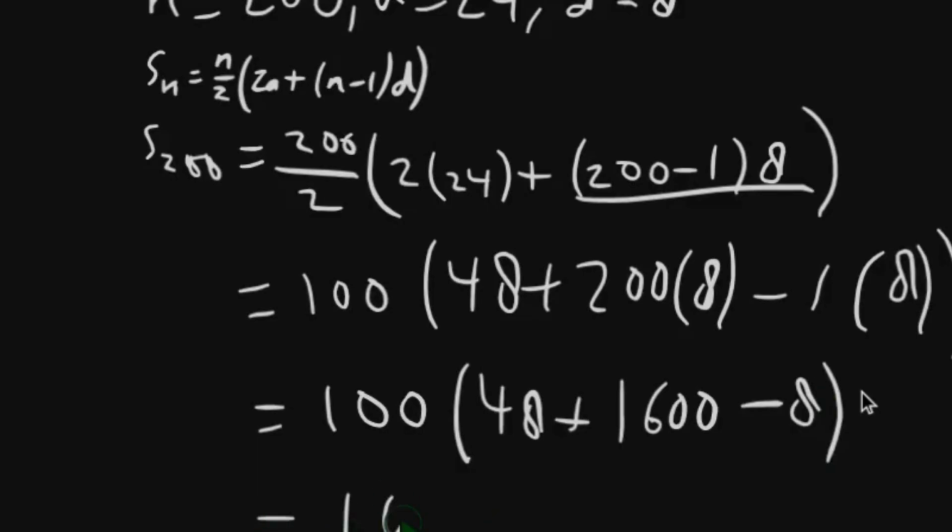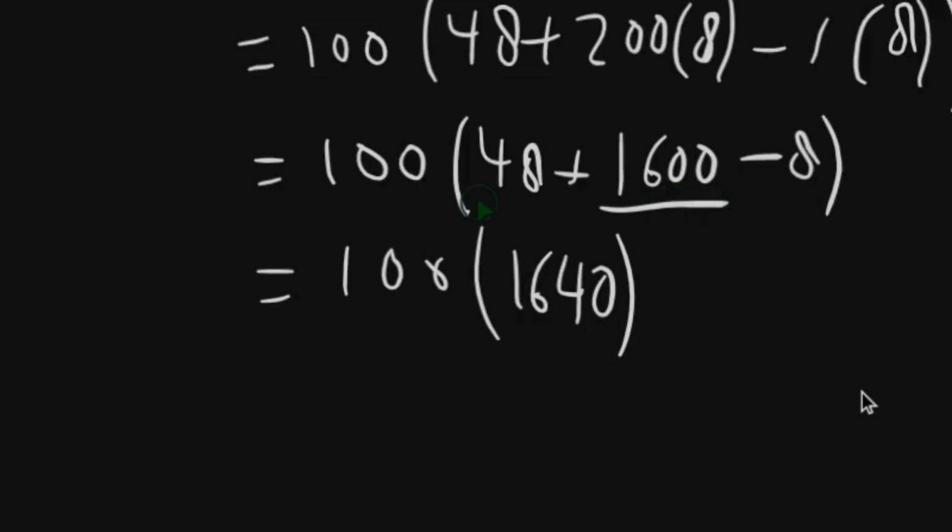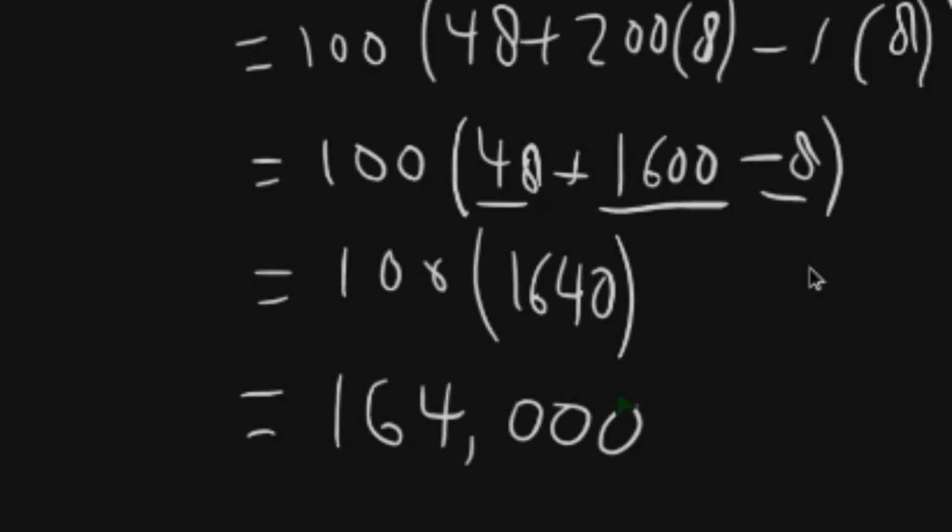So here, 100 times 1640, because you're adding 1600 with 48 minus 8. Now 100 times 1640 equals 164,000. So in total, there are 164,000 seats in the stadium.